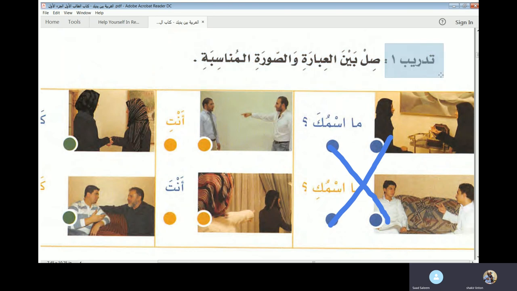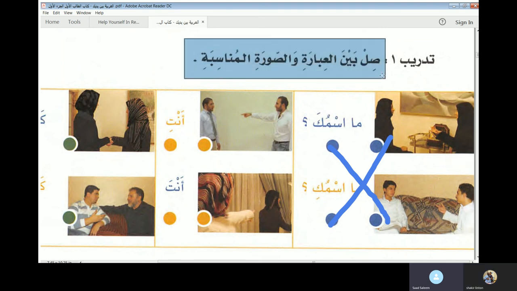Tadribul Awwal. First exercise. Awwal, one. First exercise. Sil bainal ibarati wa suratil munasibah.